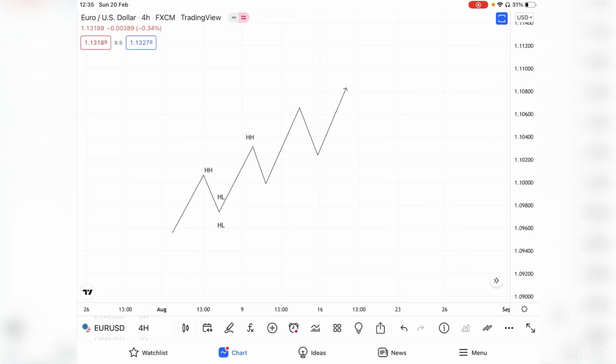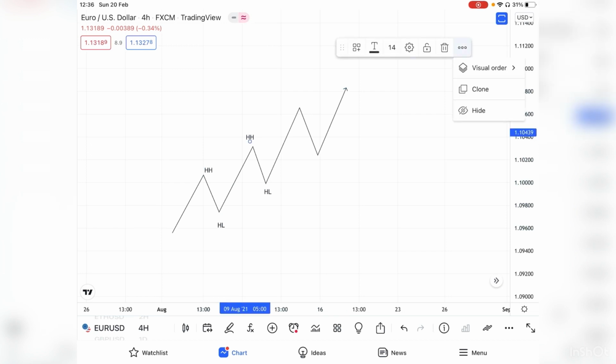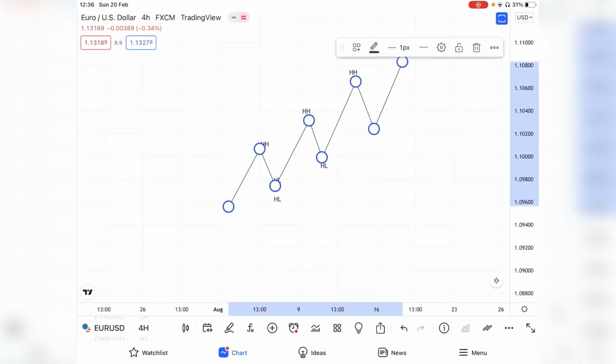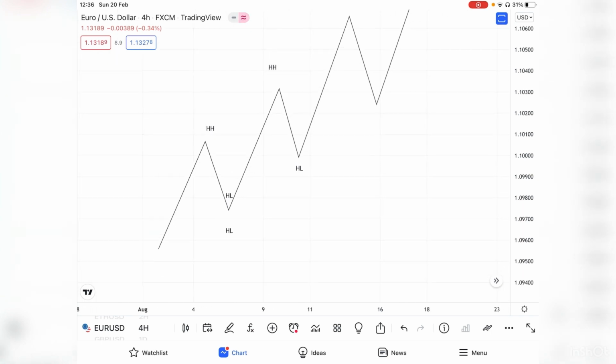Boom. We have another higher high up here. Let me clone it and drag it up here. And then we have another higher low all the way up there.